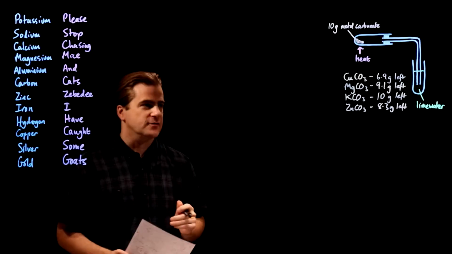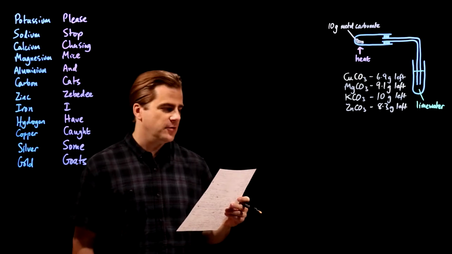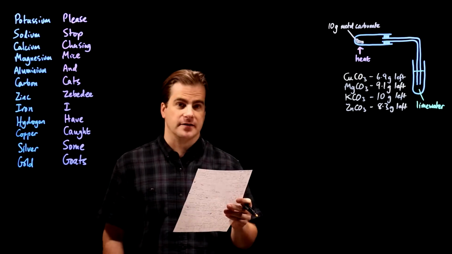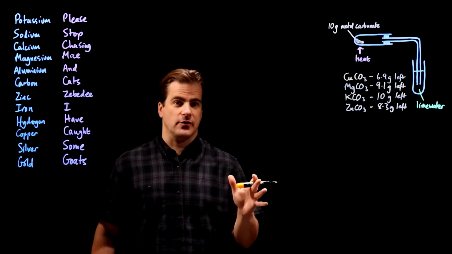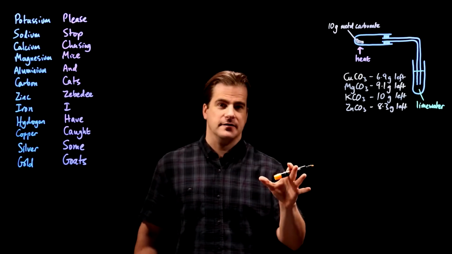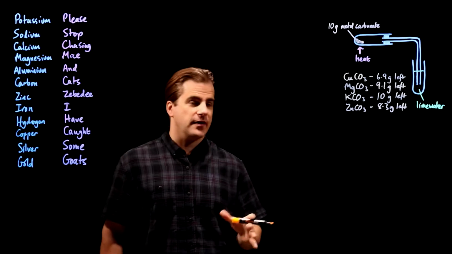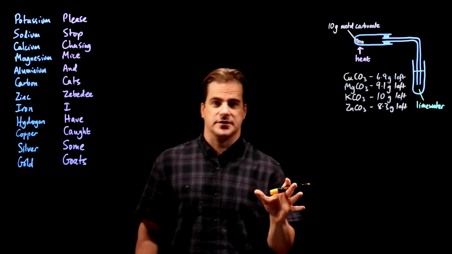Okay, metal carbonates. First question. Name the type of reaction that happens when a metal carbonate is heated. Well, you've just got to know this. Whenever you heat a metal carbonate, it decomposes. So the answer is thermal decomposition.